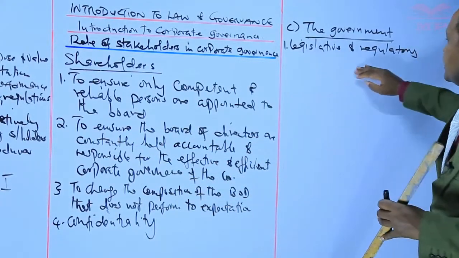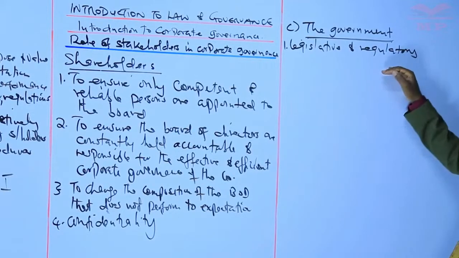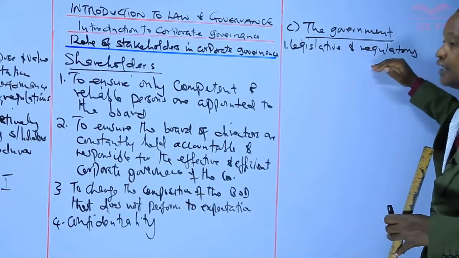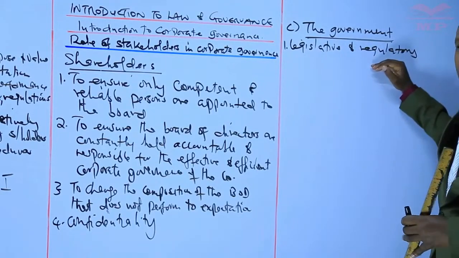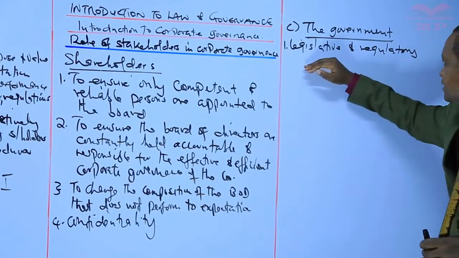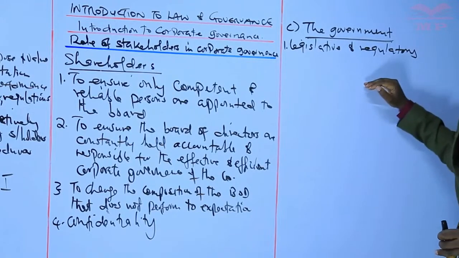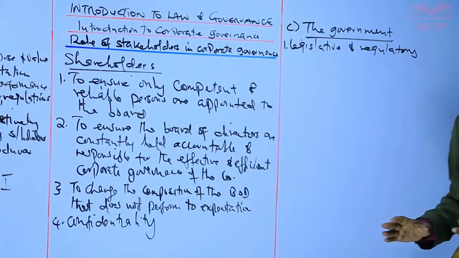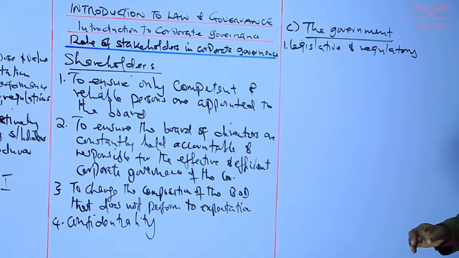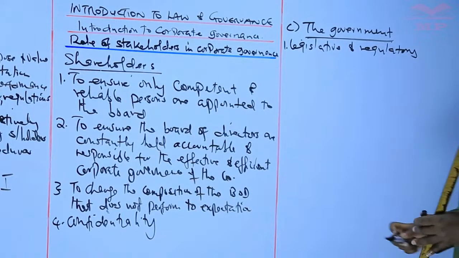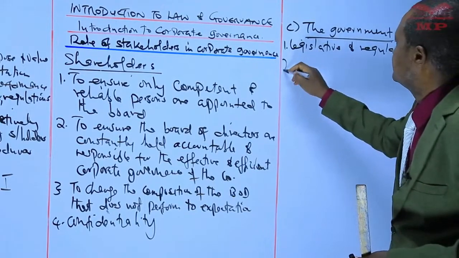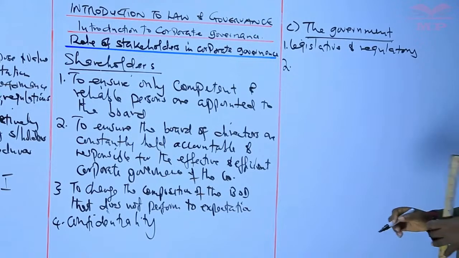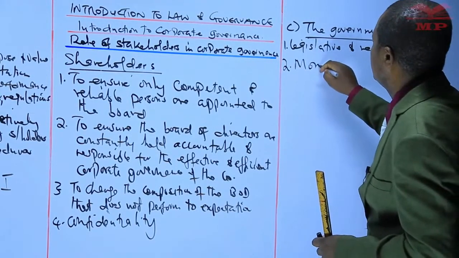So the first role is legislative and regulatory. To legislate and to regulate. And by legislating and regulating, the government creates a conducive environment for business to operate. Is that clear, candidates? The second role of government in corporate governance is a monitoring role. Monitoring.